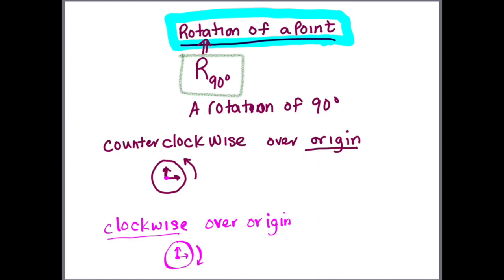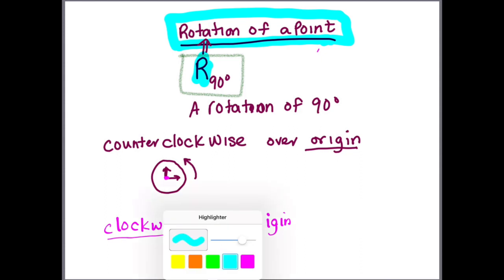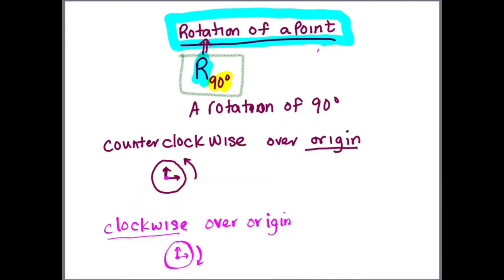To our next lesson. So today, let me just quickly go over what we learned in the last lesson. We talked about rotation of a point. We talked about the notation of a rotation, which is capital letter R. The angle that they want me to rotate is always a subscript. So in this case, a rotation of 90 degrees.